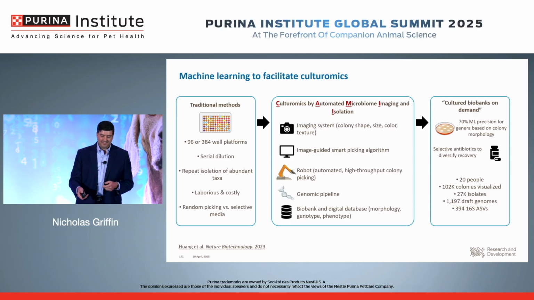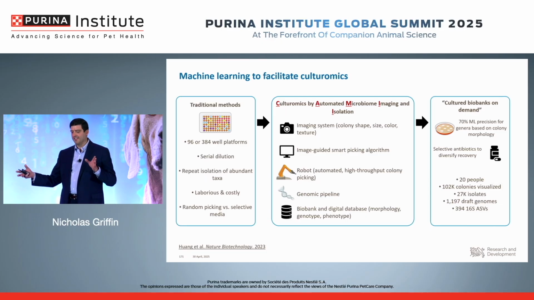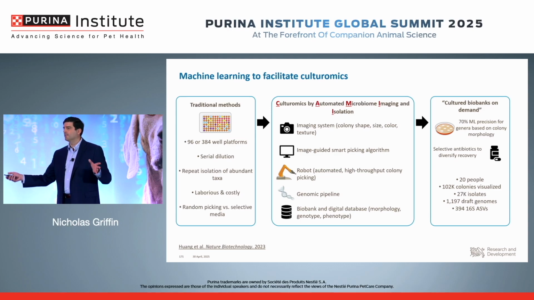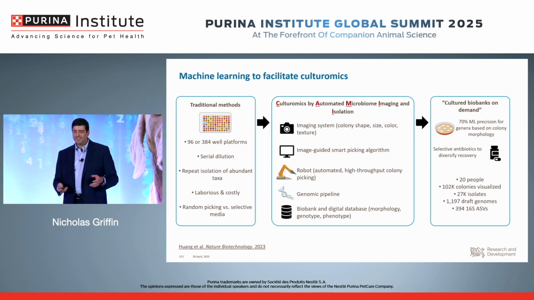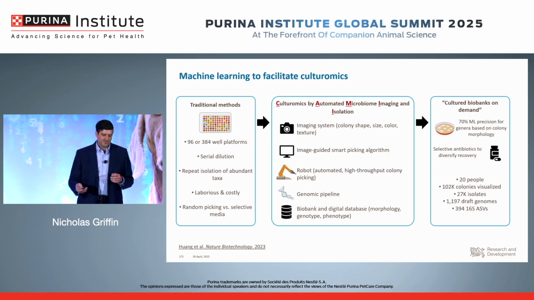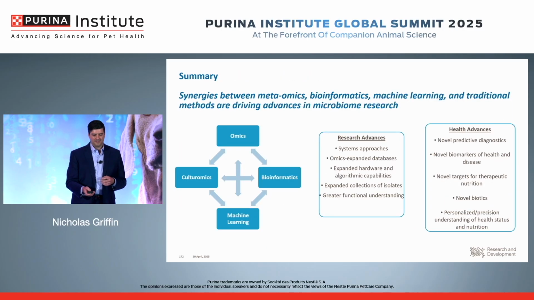So in a test of this, they took 20 people, retrieved 102,000 colonies, 27,000 isolates, almost 1,200 draft genomes recovered from this, and almost 400 16S ASVs. That's a little bit like saying bacterial species. And they're calling this cultured biobanks on demand, which is really exciting.